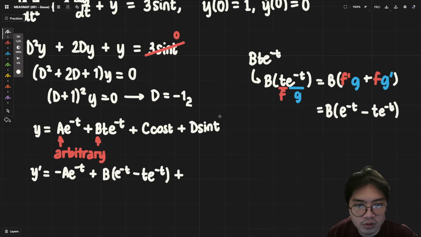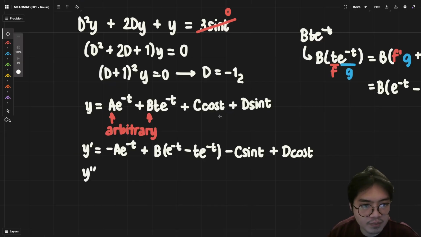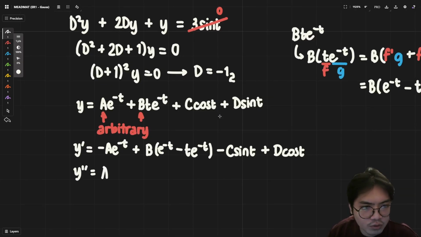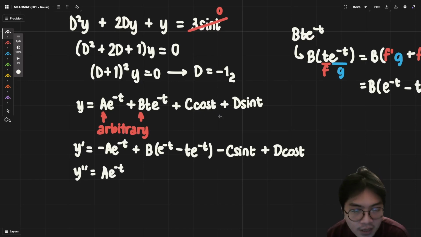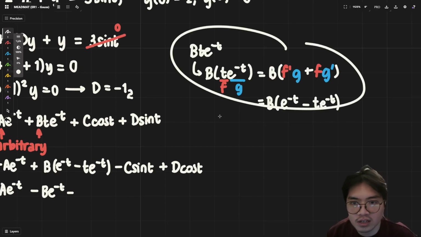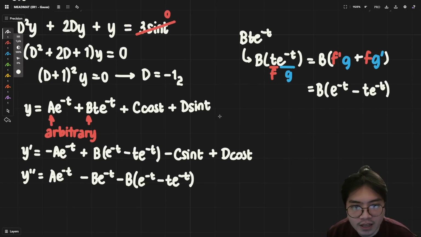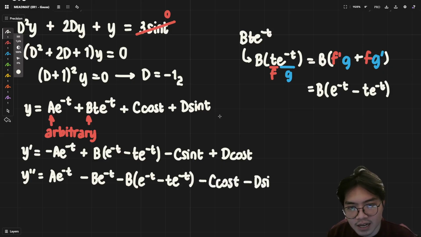Then plus, negative c sine t, and then plus d cosine t. And then for the second derivative, we do -a, so this is now positive a e raised to -t. And then we will do this thing again, minus b e raised to -t. Notice that this is just the negative of what we just did in here. So we will just do -b e raised to -t minus t e raised to -t. And then this will be minus c cosine t minus d sine t.